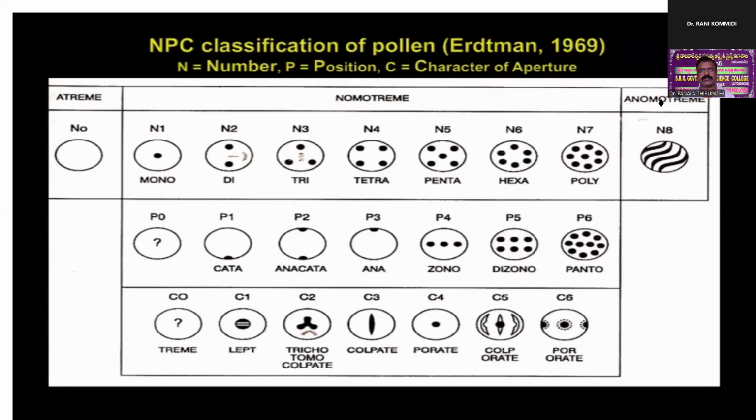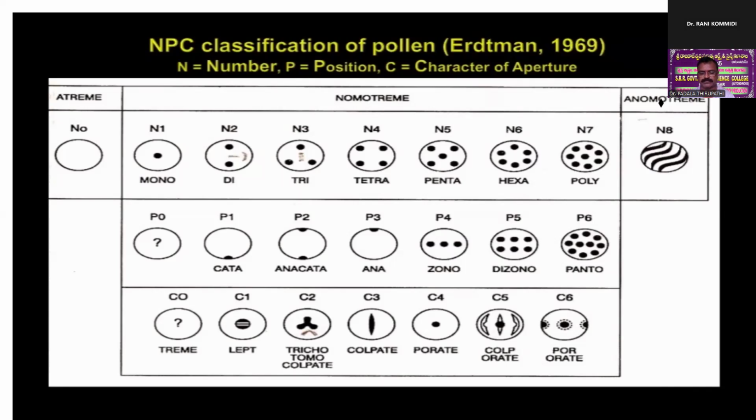As per the same, on the basis of the position and characteristics of apertures, the pollen are categorized into 7 groups, P0 to P6.